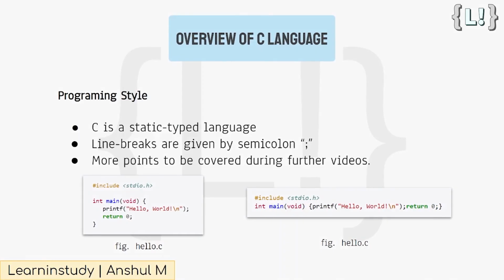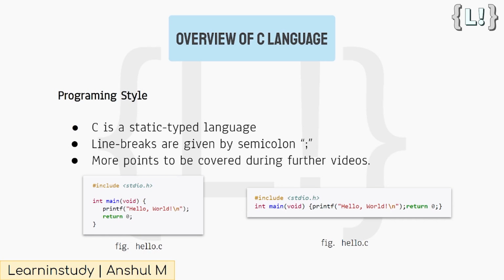Now, let us discuss the programming style of C. C is a static typed language. Static typed language means whenever you want to use a variable, function, arrays, whatever entity you want to use in your program, you will have to first declare it. You will have to say that I will be using this variable to store an integer, to store a character. You will have to specify this to the computer.